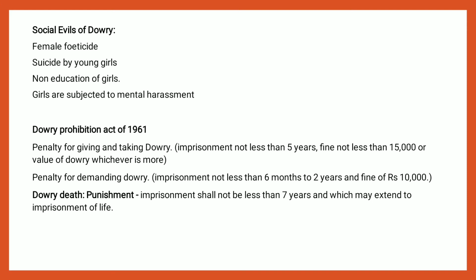Girls are subjected to mental harassment because some girls are dark in color or lack good physical appearance. Parents think that to marry off the girl, a lot of dowry has to be given. It causes mental harassment. So to prevent all these things, the government has introduced the Dowry Prohibition Act of 1961. What are the salient features of the Dowry Prohibition Act?